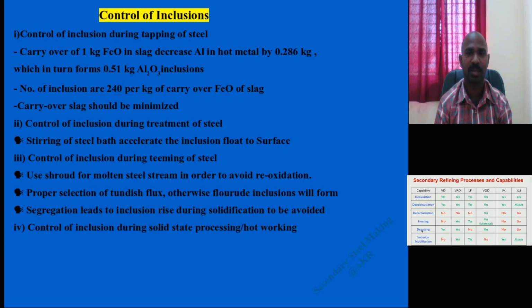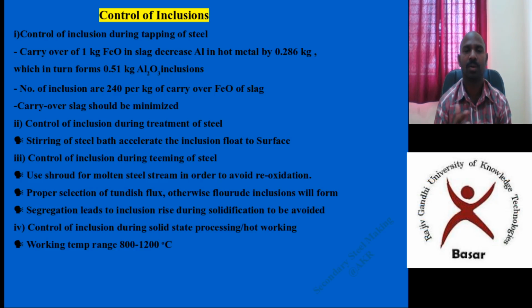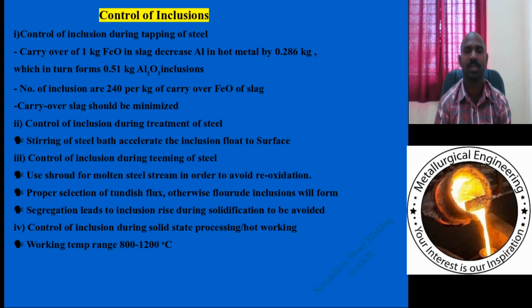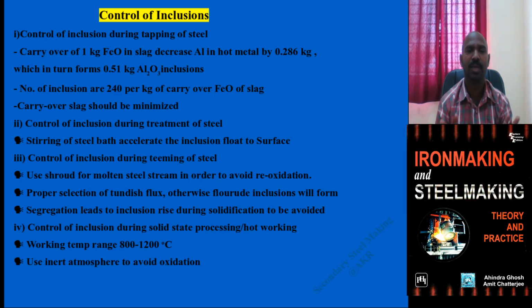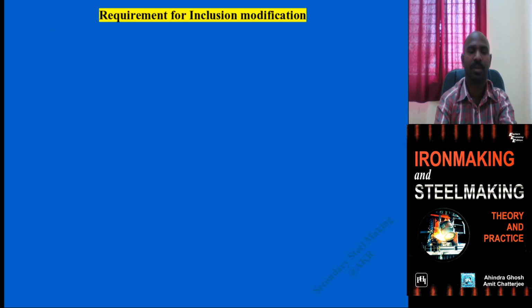And controlling of inclusions during the solidification process or hot working process. And how do you do that? Choose this particular temperature, 800 to 1200 degrees Celsius. You can avoid these inclusions acting as stress concentrators and leading to cracks. Use higher temperature, and use an inert atmosphere to avoid the reoxidation from the atmosphere.